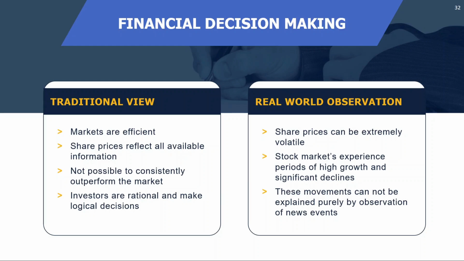If you look at a share price, you can see that its movement can be extremely volatile. One minute it can be shooting up, another minute it can be dropping down. Also, stock markets might have very high periods of growth or very significant declines. And if we try to chart the movement of these stock prices to events in the news, they won't always match up. They won't always follow good or bad news about a company. They won't always reflect changes in the economy.